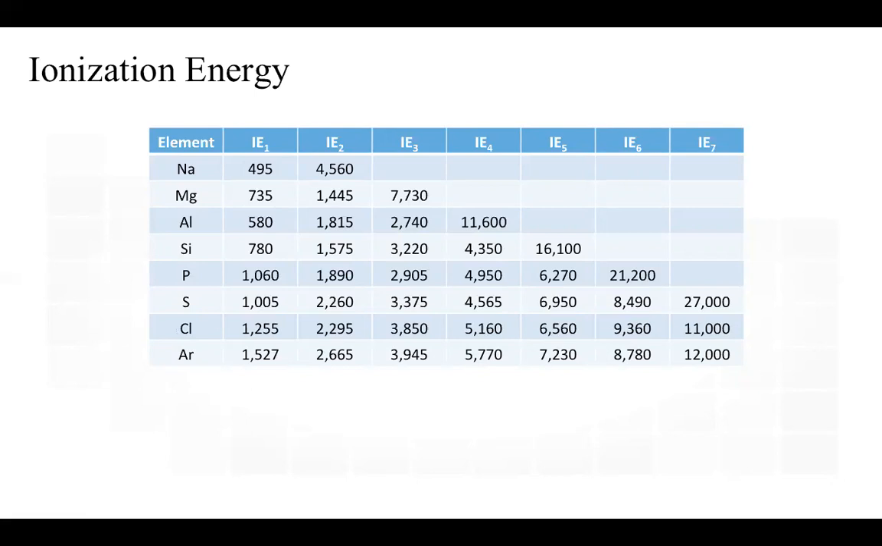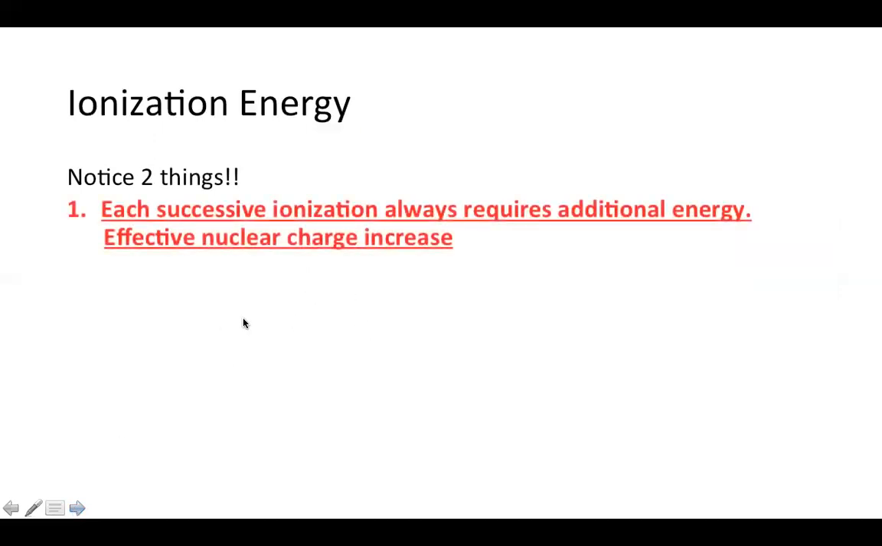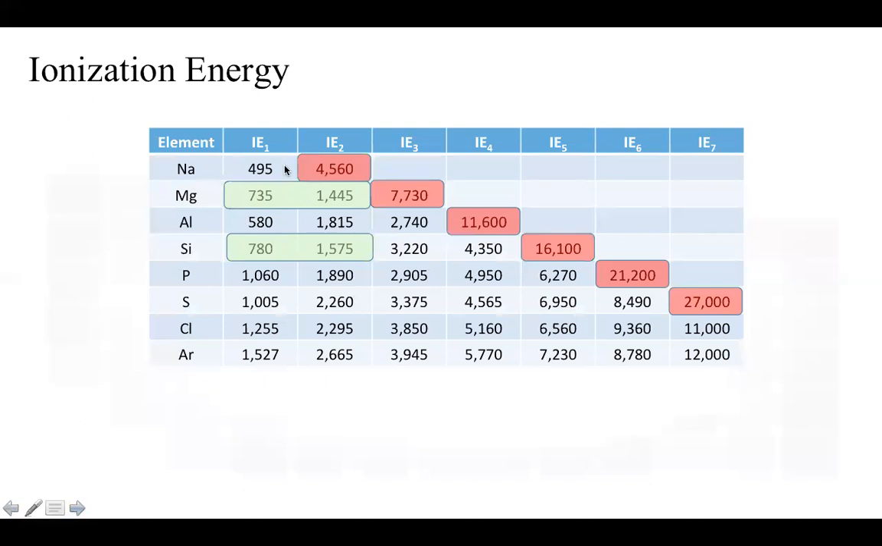So ask you some information related to the number of valence electrons it has. When you see a table like this, there are a couple of things you should notice. The first is that each successive ionization energy is always going to require additional energy. So if we go back, let's jump to phosphorus. Each additional ionization is going to require more energy than the previous one.